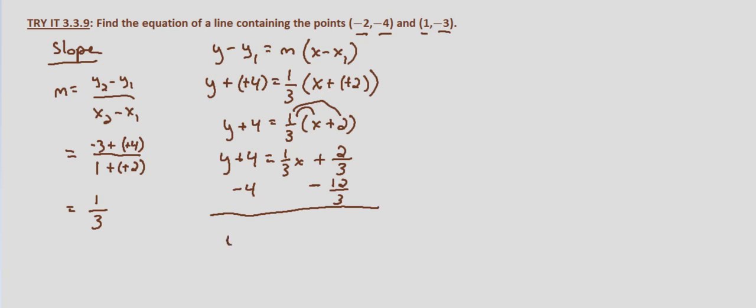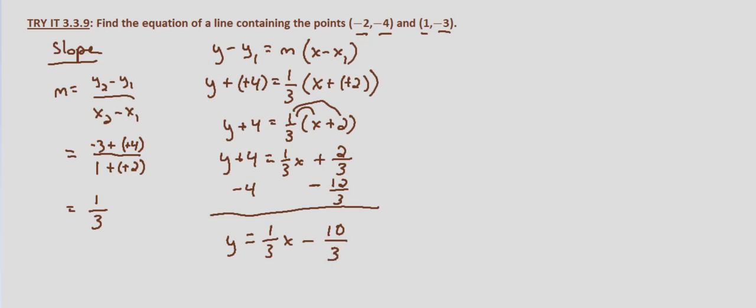So we're left with y on the left-hand side equals 1/3 x, 2/3 minus 12/3 is -10/3. So -10/3.